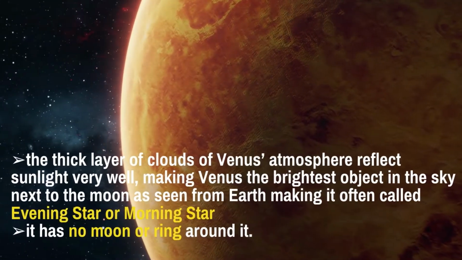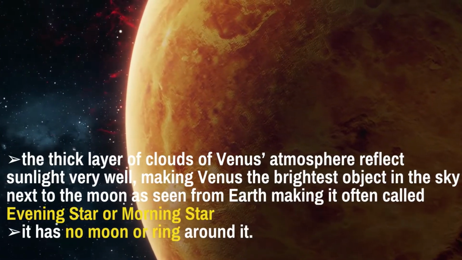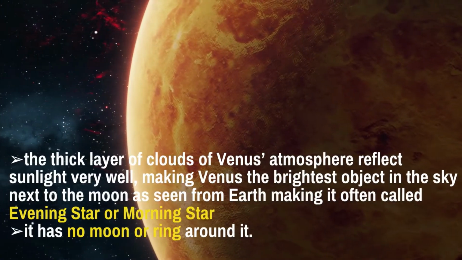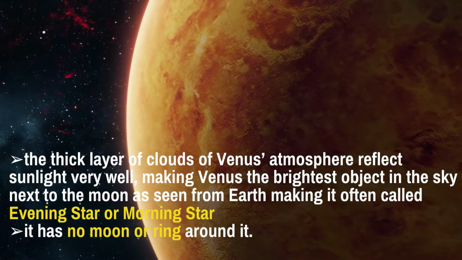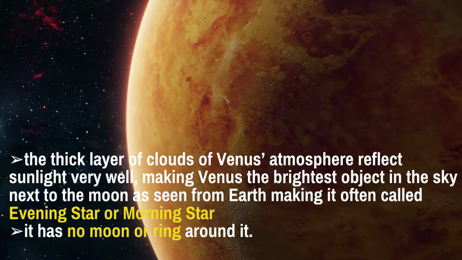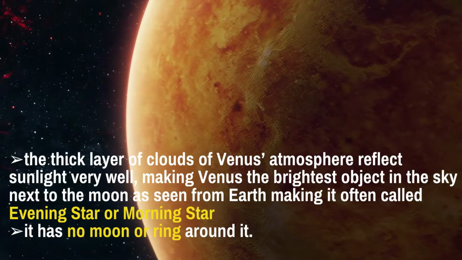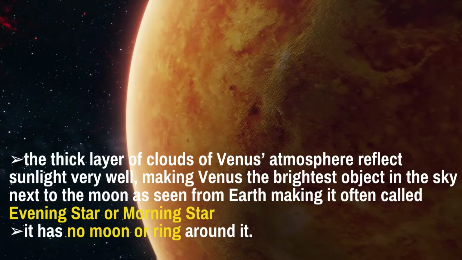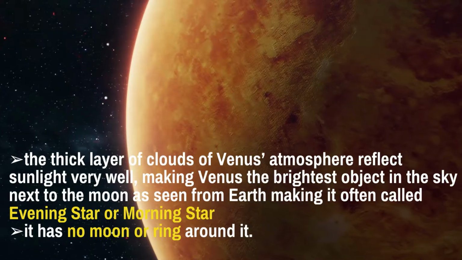As I have mentioned earlier, the thick layer of clouds of Venus' atmosphere reflects sunlight very well, making Venus the brightest object in the sky, next to the moon, as seen from Earth, making it often called the evening star or morning star. It has no moon or ring around it. So these are the characteristics of the planet Venus.